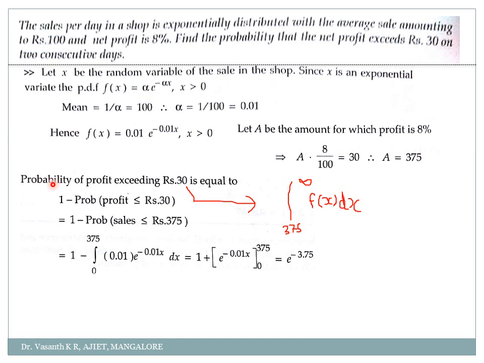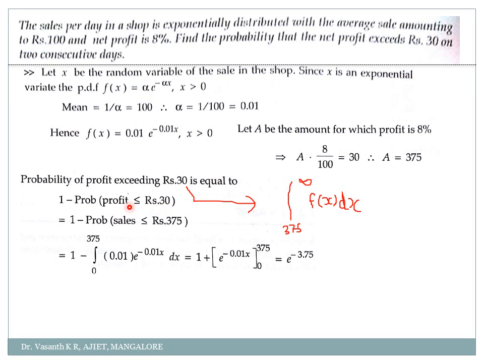Clear? Now, the probability of the profit exceeding rupees 30 is equal to 1 minus the probability of profit which is less than or equal to 30. Proper? Exceeds 30 means profit will be greater than 30, but greater than 30 I can write as 1 minus the probability of x less than or equal to 30, correct? As we used to do in our previous cases.